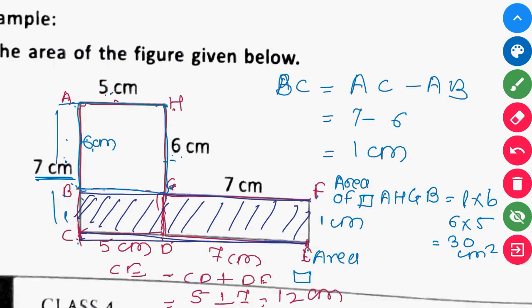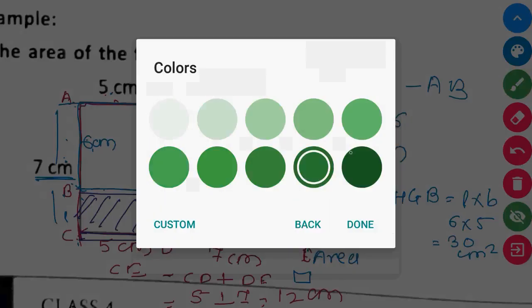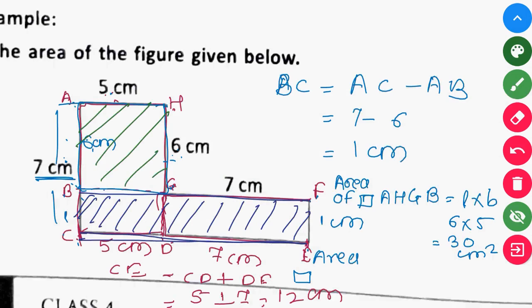Now the area of rectangle BFEC, because this portion I had calculated. I will show with the green color. This portion's area I just calculated, that is 30 centimeter square. Now the blue portion's area we have to calculate, and we just add both the areas. We get the area of the complete figure. So the area of this rectangle BFEC is equal to, length is 12 centimeter, length into breadth is equal to 12 into 1, so 12 centimeter square.